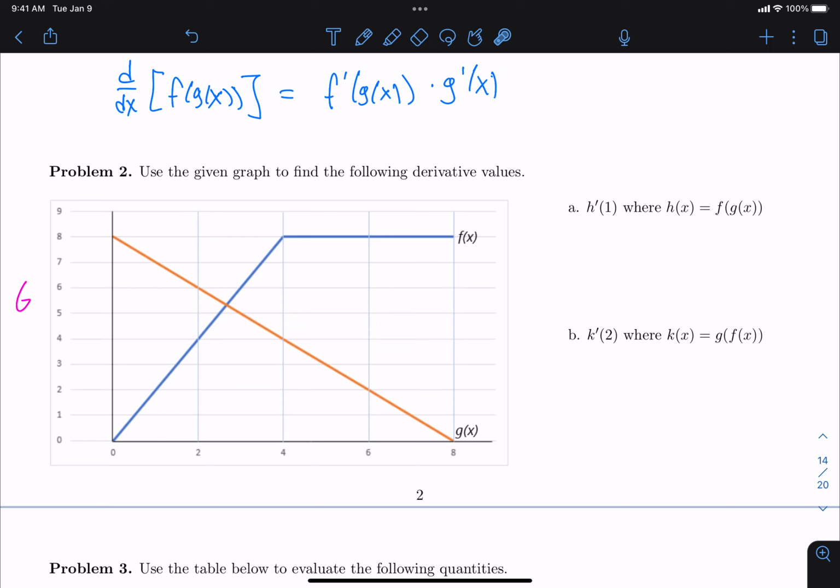At some other points it might be something different, but at X equals 7, the slope is 0. So F prime of 7 is 0.